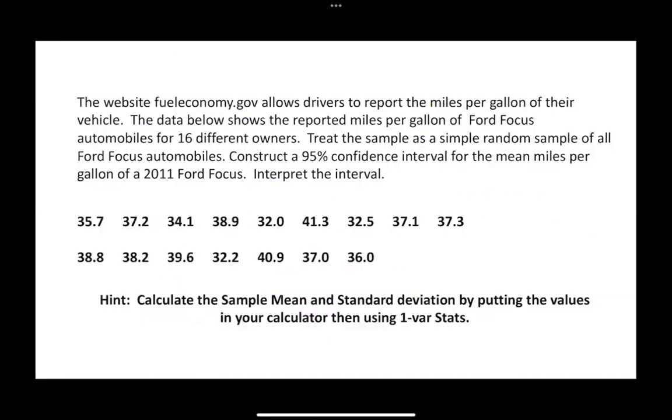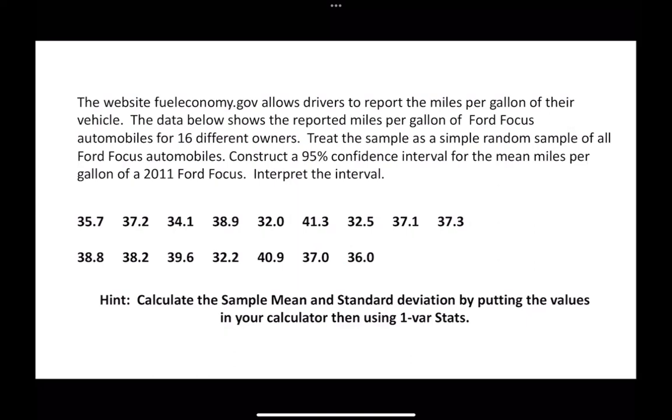Okay, so the website fueleconomy.gov allows drivers to report miles per gallon of their vehicle. The data below shows the reported miles per gallon of Ford Focus automobiles for 16 different owners. So this is a sample, and it says it's a simple random sample of all Ford Focus automobiles. We're going to construct a 95% confidence interval for the mean miles per gallon of the 2011 Ford Focus.